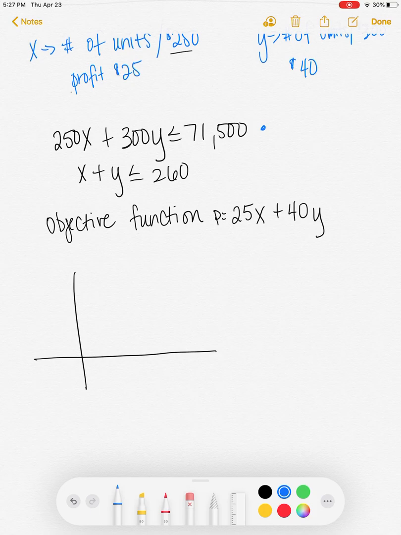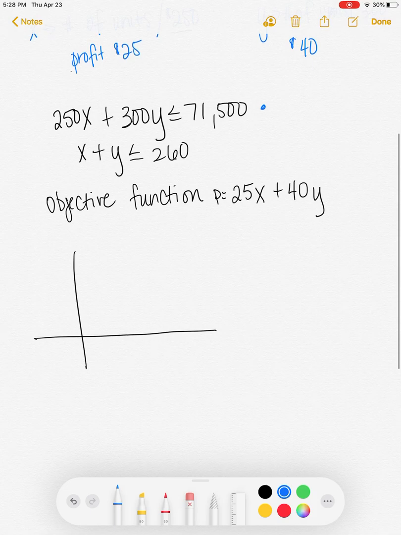So for the intercepts, if I want to find the x-intercept, that means that y is 0. So 71,500 divided by 250 would be 286. So that's where it crosses the x-axis. I've labeled these. Remember I said in the video that we need those. We have to check them. So label them. And then I want to find out where this guy crosses the y-axis. That means I plug in x as 0.